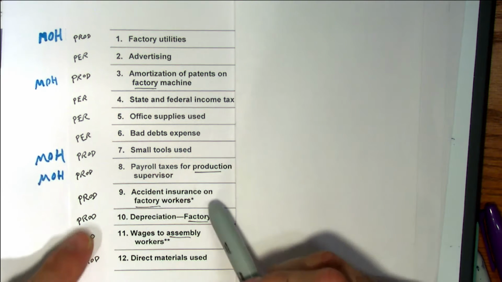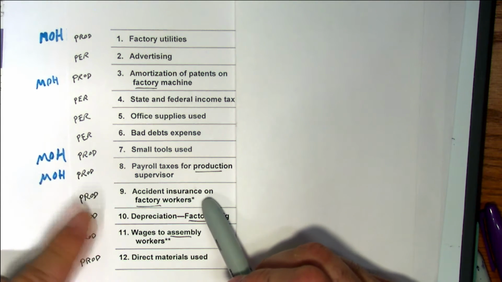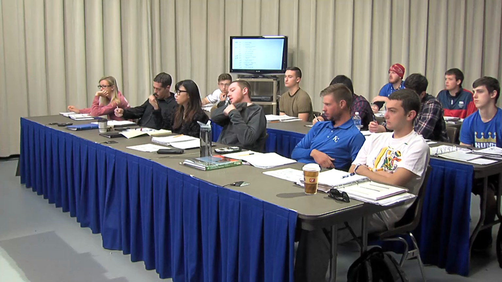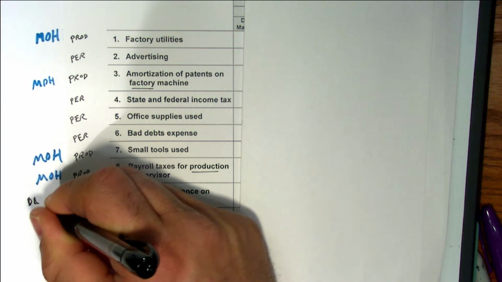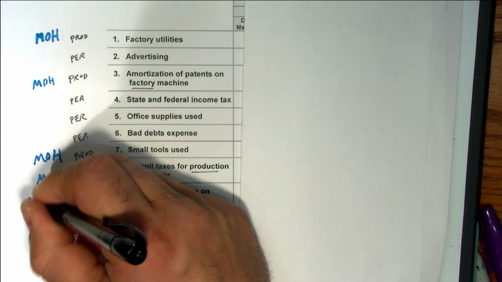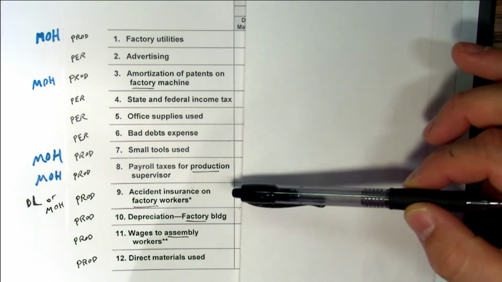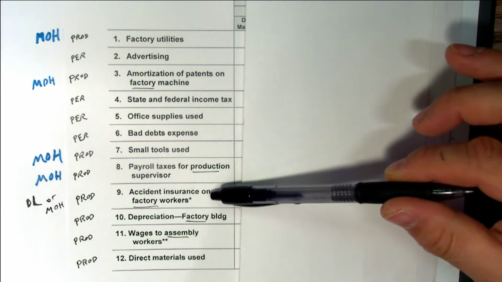Okay? Accident insurance on factory workers. This one is a little gray. Didn't you tell us some companies do it as the labor portion? Yeah, some people do it as direct labor, because this is in regards to the assembly workers. So some people do it as direct labor, and some people do it as manufacturing overhead. So this one's one of those, it depends. I won't ask you one like that on the test or the quiz. But different companies do that different ways.